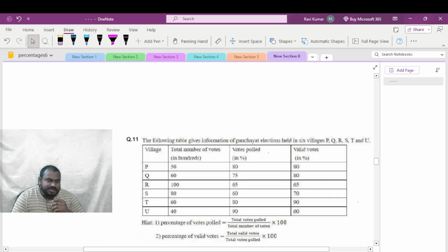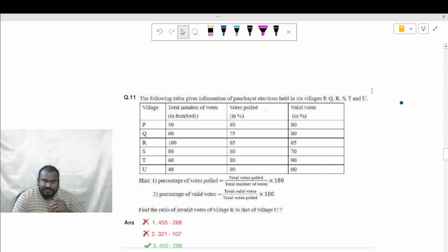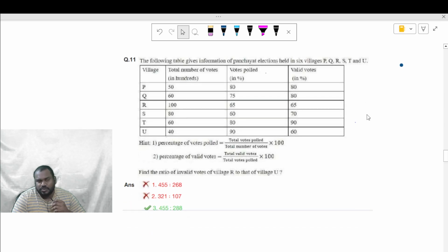From these 6 villages, some data is given. Election took place. Based on that election, some data is given. What is that data? Village names are given. Total number of votes. Total number of votes is nothing but how many voters are available in that particular village? In P village, 50,000. In hundreds it is given. In P village, 50 hundred is nothing but 5,000 voters are there.